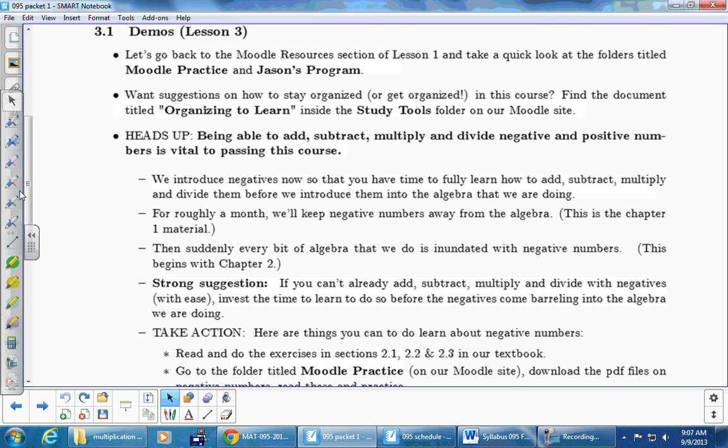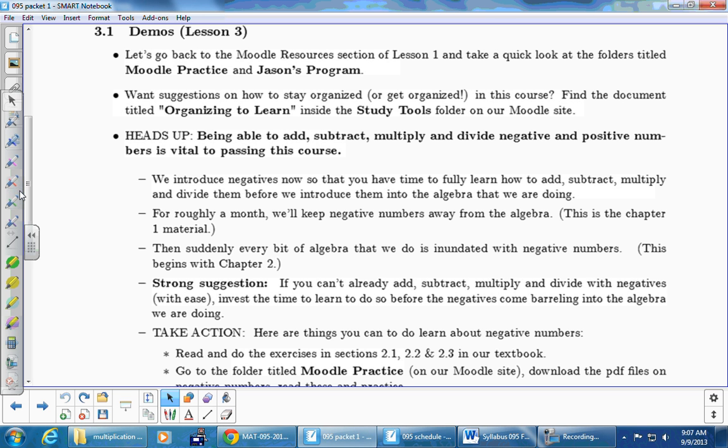Okay, so we just talked about Jason's program. We did not talk about this document called Organizing to Learn, but if organization is a weakness for you and you want to get better at it, there's a document that you can check out up on our Moodle page inside of the Study Tools folder. And then we'll move on to this heads up.